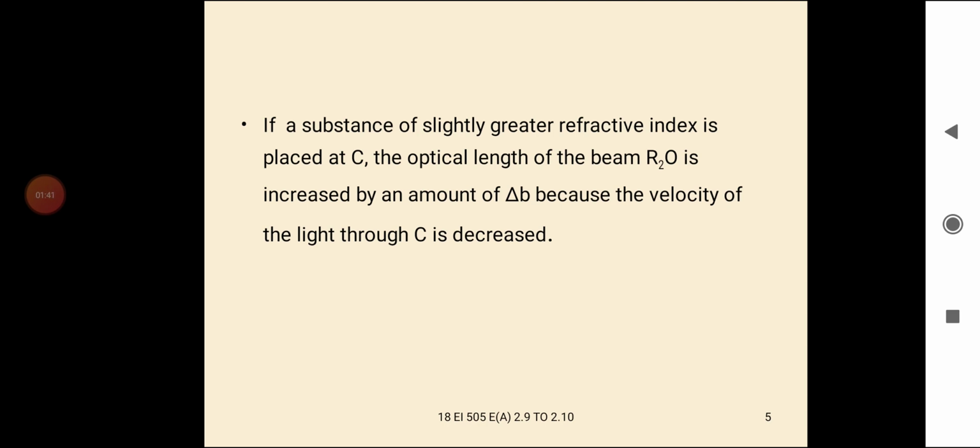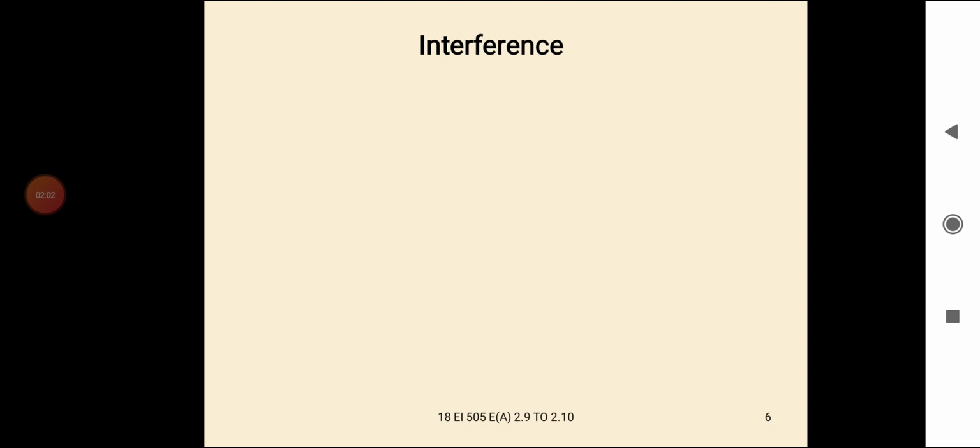If a substance of slightly greater refractive index is placed at C, the optical length of the beam R2O is increased by an amount delta B because the velocity of light through C is decreased.